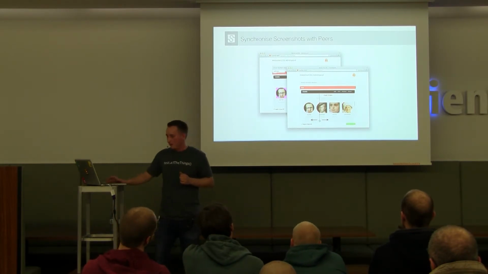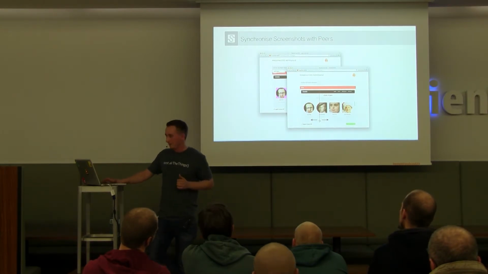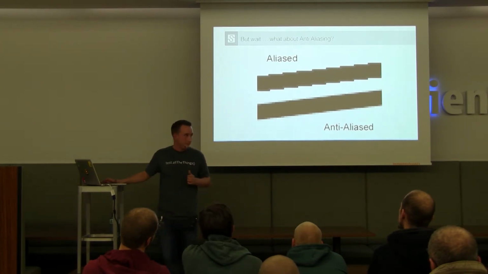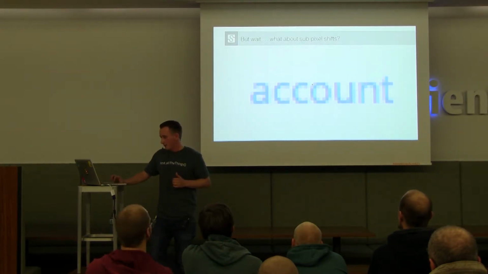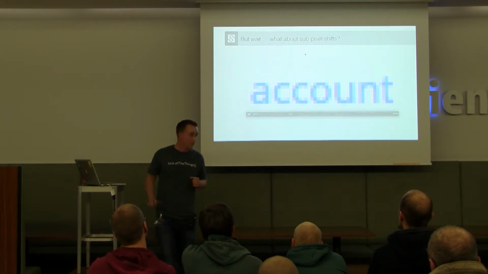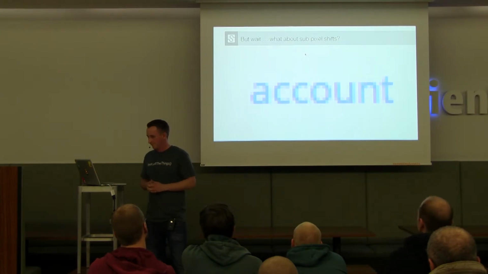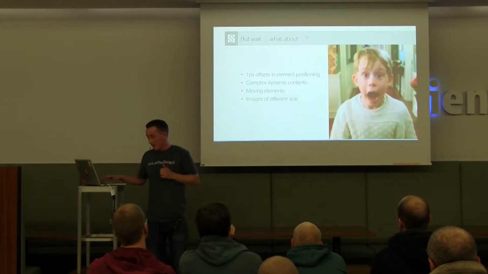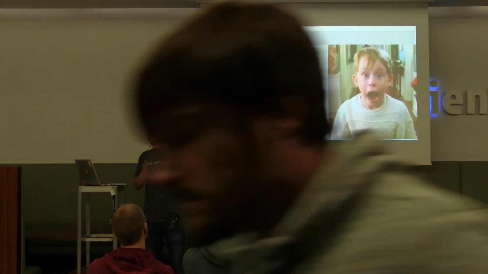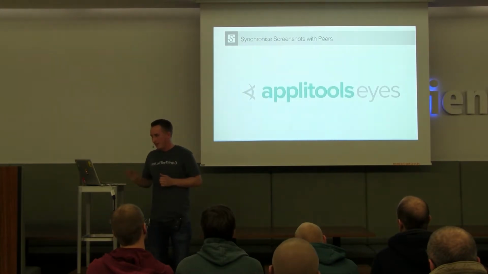You might think that what I told you looks good and fine, but there are more things to consider if you do regression testing. You can have things like anti-aliasing, brightness, and something which is called subpixel shifting. It looks like this. This can happen even if you run the same test in the same browser again 5 minutes later. You can't really prevent this. There are also other things like one pixel element positioning, more complex dynamic content, and moving elements. But there's a solution for that.